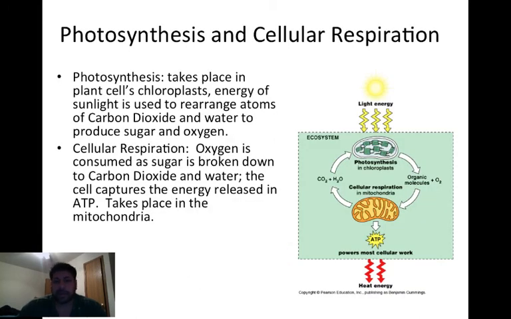Okay. Photosynthesis and cellular respiration are very similar processes. Photosynthesis is basically the plant version of cellular respiration. It takes place in the plant cell's chloroplast. It uses the energy of sunlight to rearrange atoms of carbon dioxide and water to produce sugar and oxygen, whereas in cellular respiration, we breathe in the oxygen and we consume the sugar, which is then broken down into carbon dioxide and water.